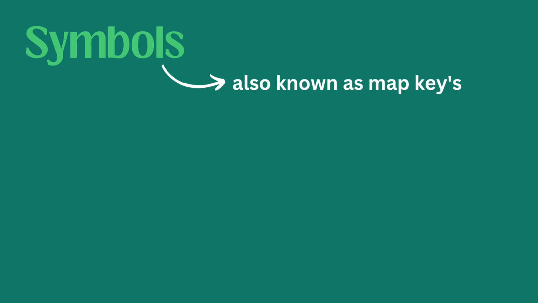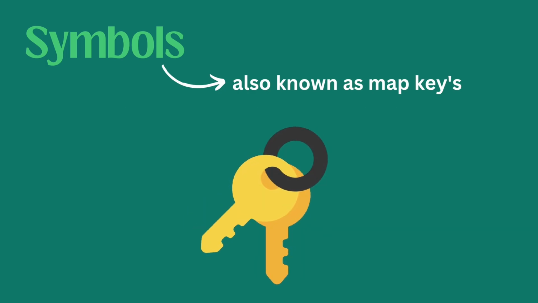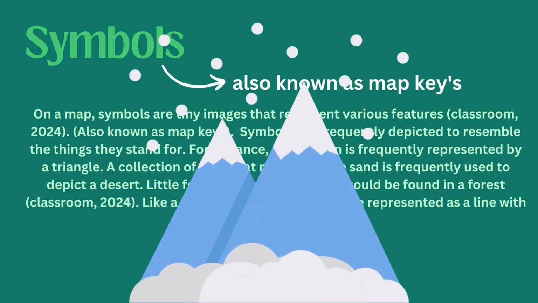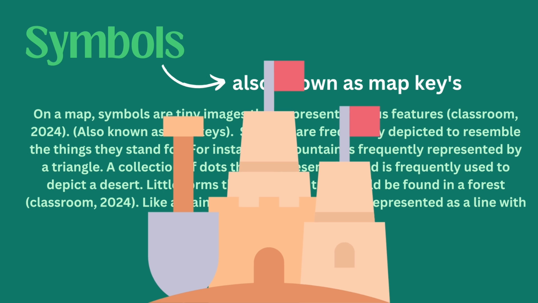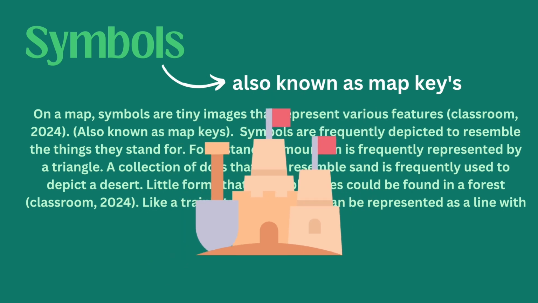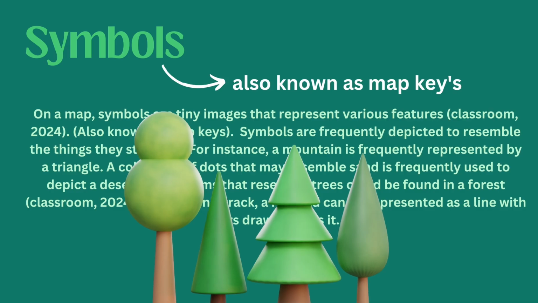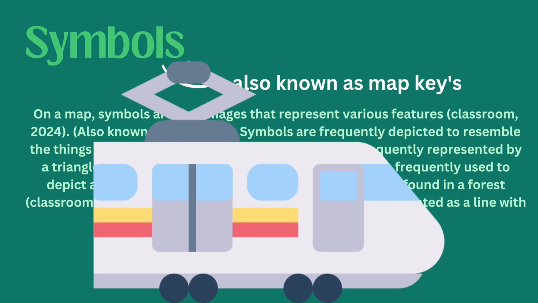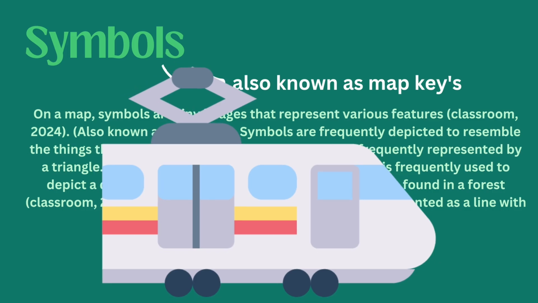Symbols, also known as map keys. On a map, symbols are tiny images that represent various features. Symbols are frequently depicted to resemble the things they stand for. For instance, a mountain is frequently represented by a triangle. A collection of dots that may resemble sand is frequently used to depict a desert. Little forms that resemble trees could be found in a forest. Like a train's track, a railroad can be represented as a line with bars drawn across it.